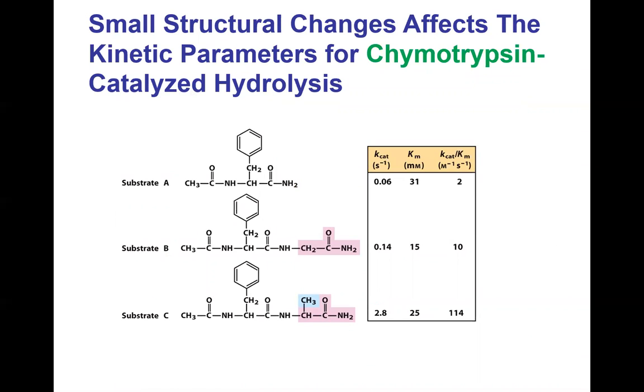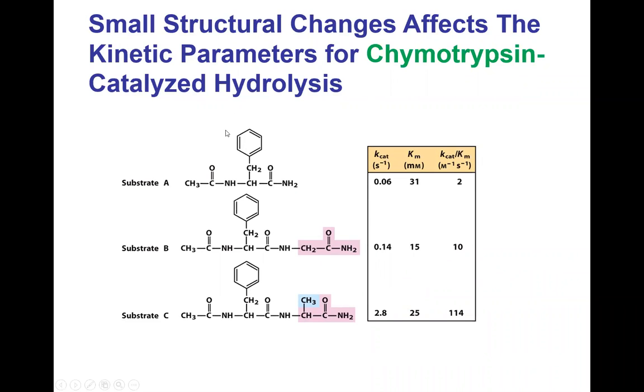Now I want to show you something that you will appreciate, and that is that small structural changes can affect the kinetic parameters. What are the kinetic parameters, Michaelis-Menten parameters? Kcat and Km, or Kcat by Km, right? You just divide Kcat by Km. So these are Michaelis-Menten parameters. Sometimes people also call Vmax a Michaelis-Menten parameter, because Vmax is nothing but Kcat times total enzyme concentration.